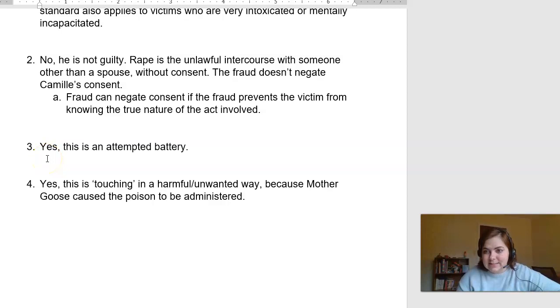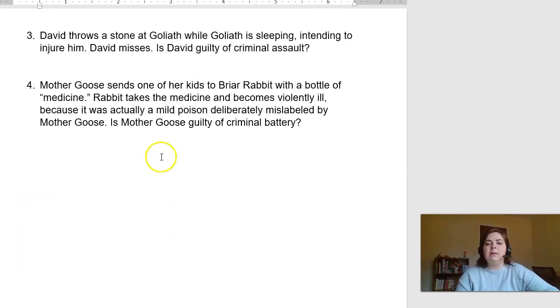Yes, he is. Even though Goliath was sleeping, this is still an attempted battery. So, because he threw something at him, attempted battery, regardless of the fact that Goliath was sleeping. Now, in my earlier example, if he had run at him intending to tackle or maybe punch him and he was asleep, we maybe don't have that here. But because he threw a rock and missed, we have an attempted battery. Okay. Which is an assault, remember. Attempted battery is an assault.